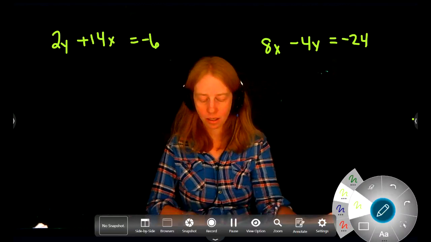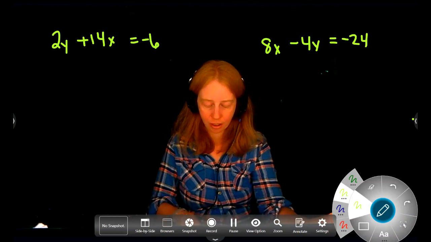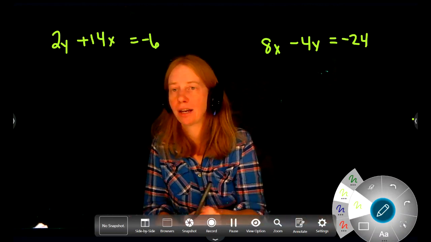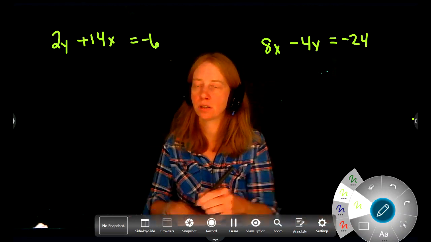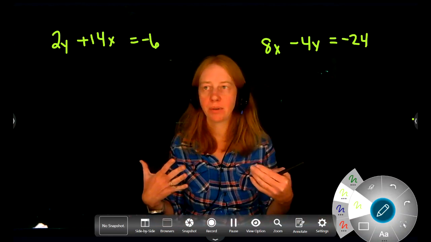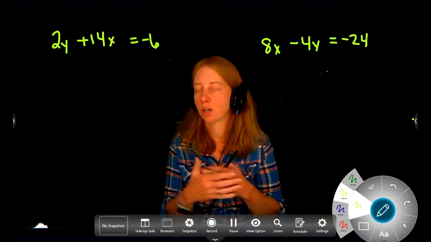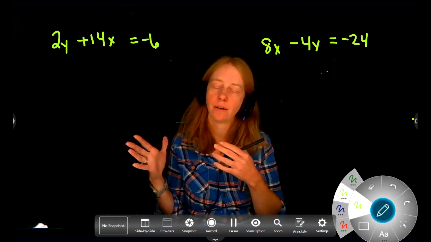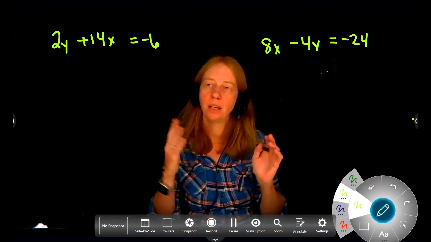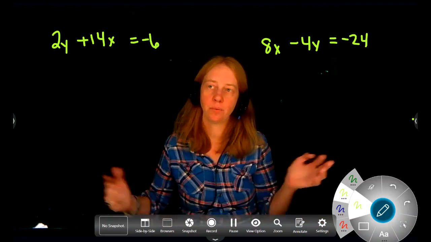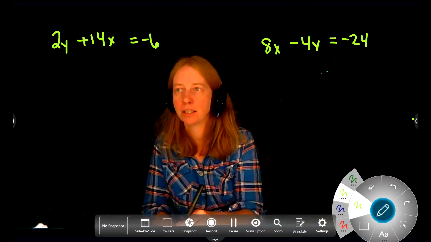Alrighty, so this is in your book. It's the check that's underneath example 2. So we're going to do this problem. We're going to start the same way we did the other one. So we are solving it, converting it into slope-intercept form, and then we're putting it on a graph, and then we're seeing where the graphs meet. So let's get started with that.